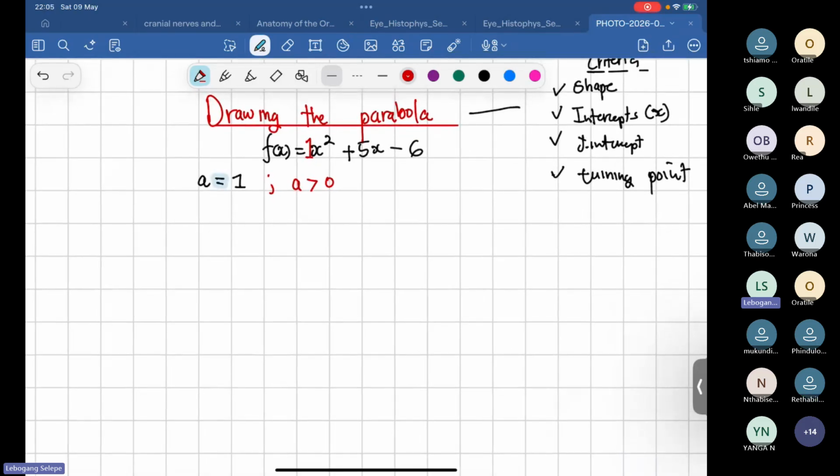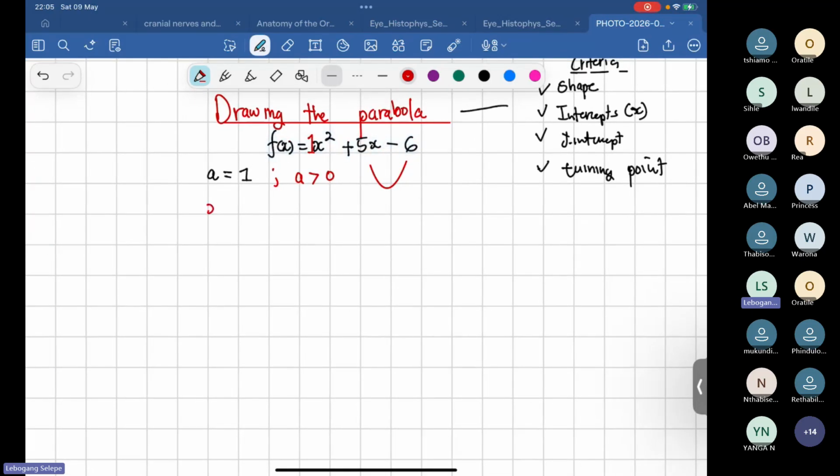Concave up. It's going to be concave up, like this, right? So we know that our graph is going to be concave up. Now, we need to determine the intercepts, right? So let's start with the x-intercepts. Let me use a black pen.